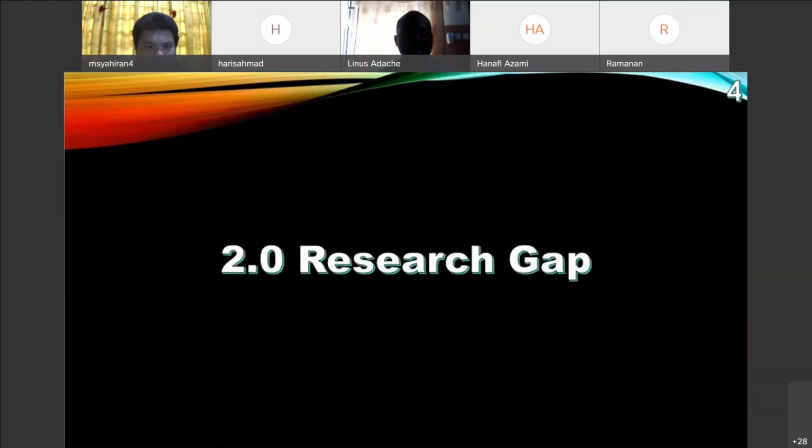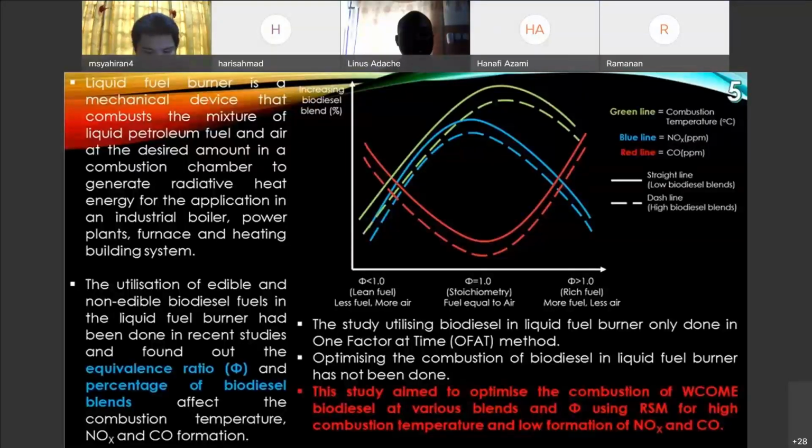Next is the gap of this research. A liquid fuel burner is a mechanical equipment that fires the mixture of fuel and air in a combustion chamber to generate heat energy for industrial application. The research of utilizing edible and non-edible biodiesel in the liquid fuel burner has been done by many researchers. They found out that varying the equivalence ratio, phi, and the percentage of biodiesel blend affect the combustion temperature, nitrogen oxide, the NOx, and carbon monoxide, CO, formation.